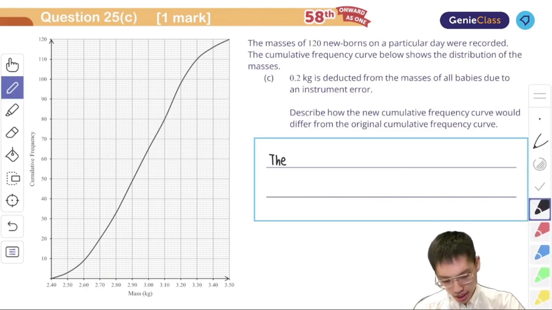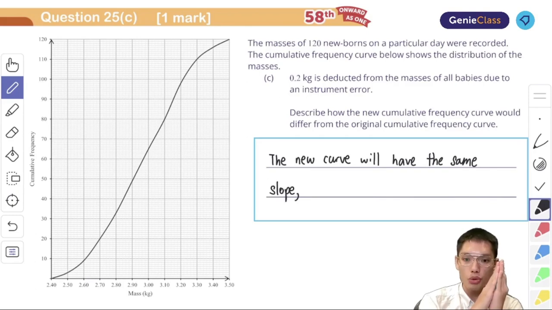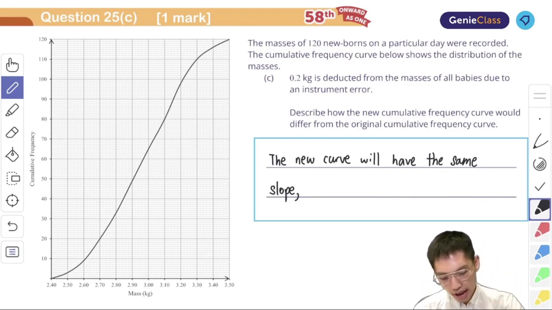So what will happen in this case is that the new curve will have the same slope. That means it will retain the same shape, so that's why we say the same slope. But because 0.2 is subtracted, will my curve go to the left or to the right? Does anybody want to try? Will it go to the left or to the right?